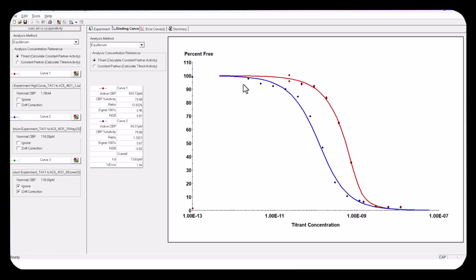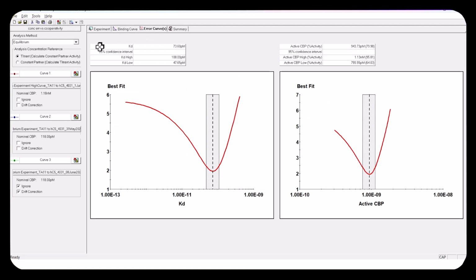okay, we still see the same thing. Low, low, low, high, high, high, low, low, and high. So I still see the same problematic look here. And when I look at the error curves, it still says it's resolved. It's between 47 and 108 picomolar here.